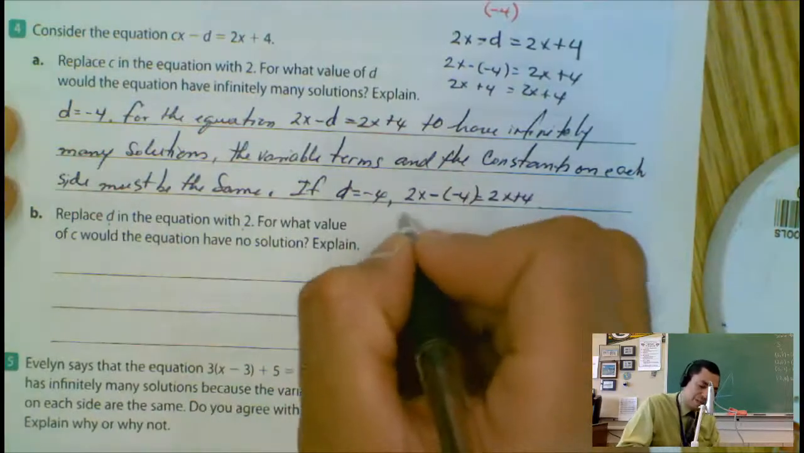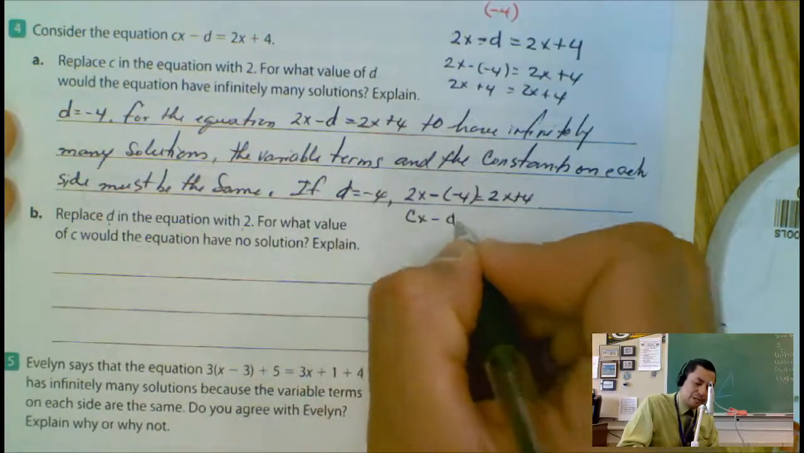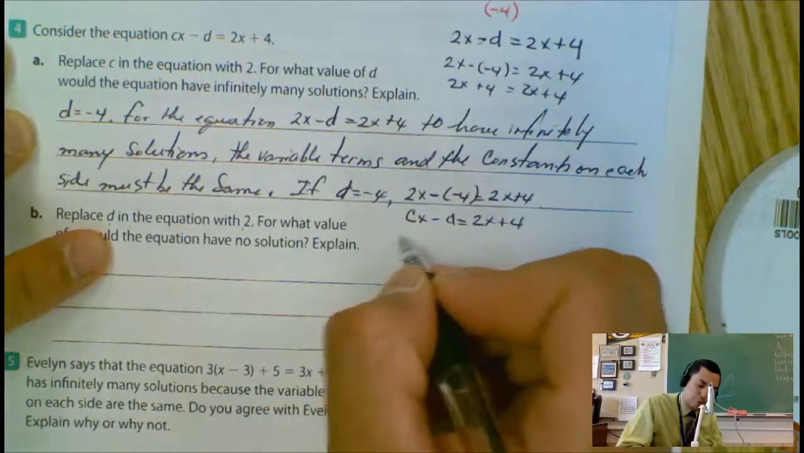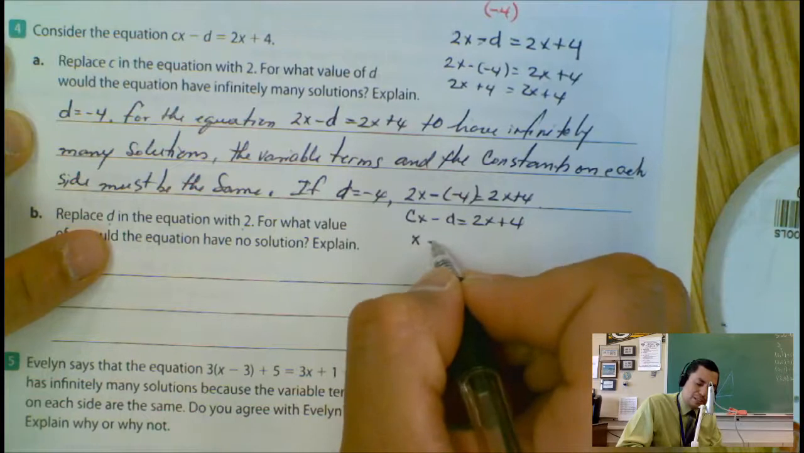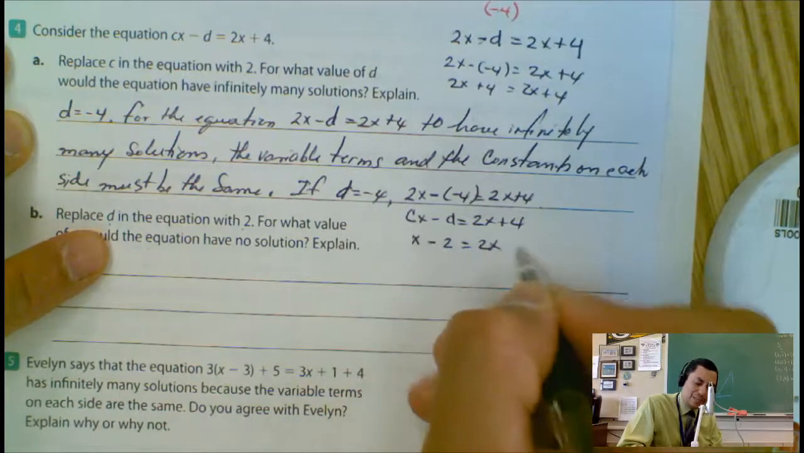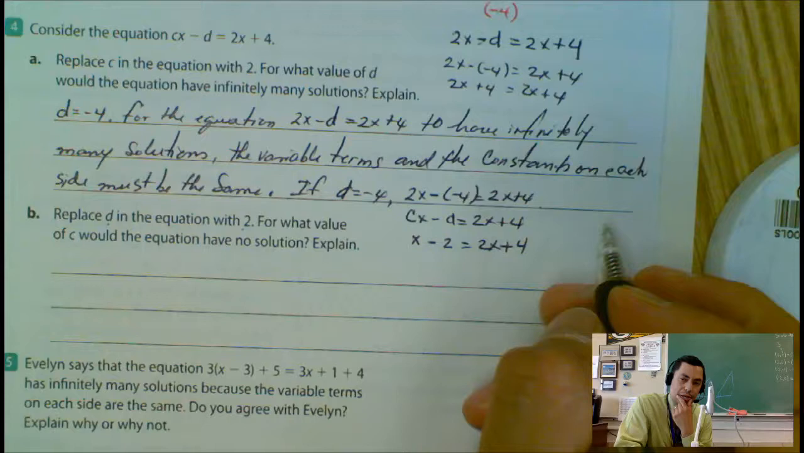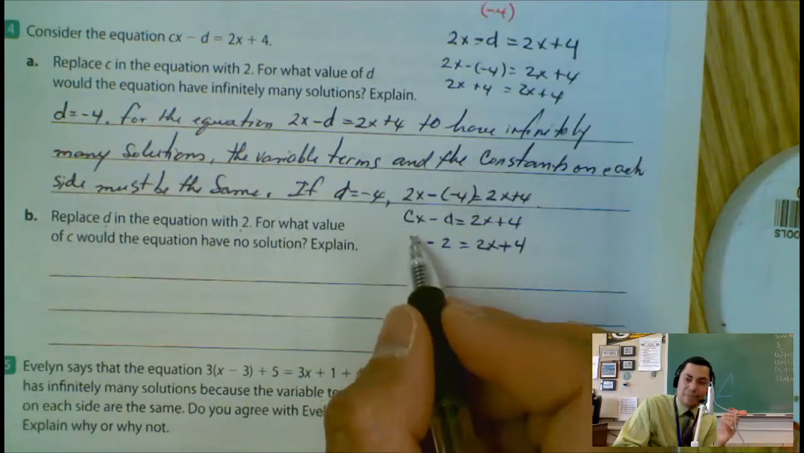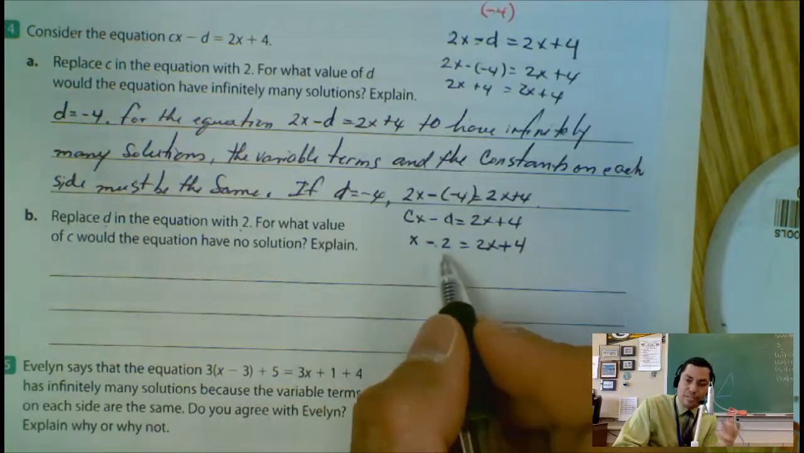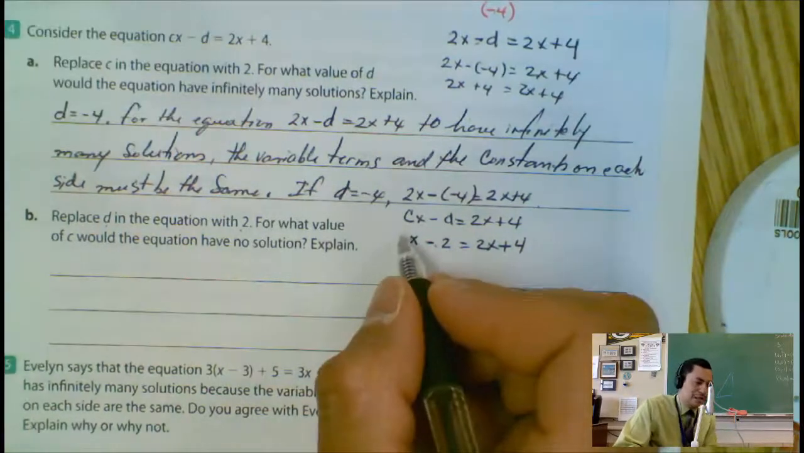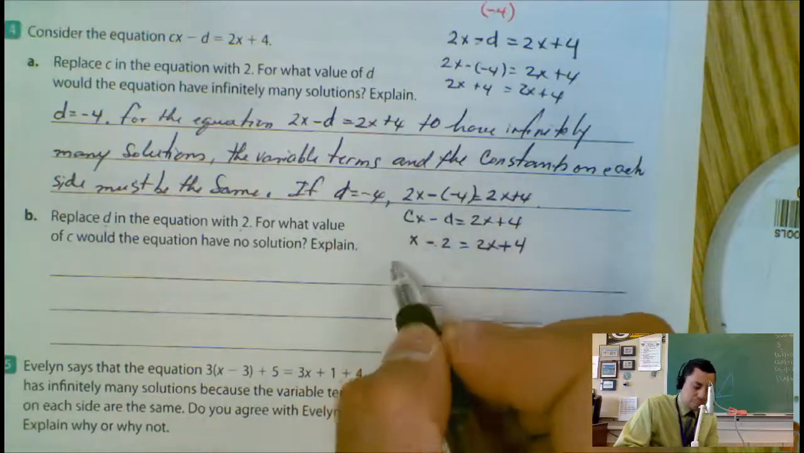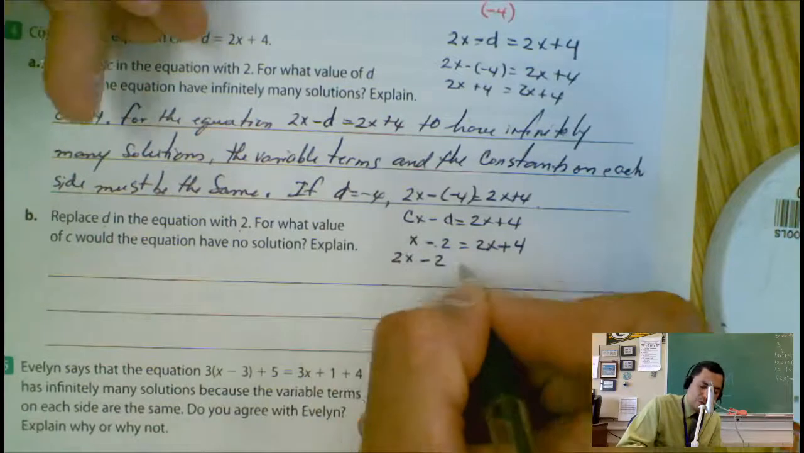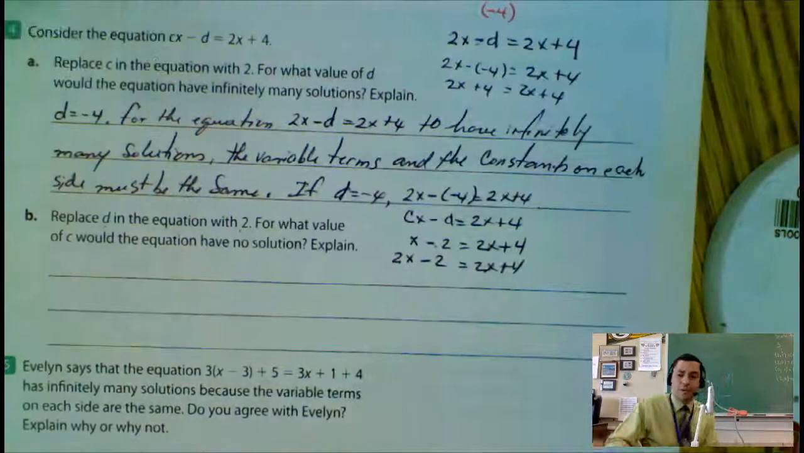Okay, so let's write this one. So I have cx minus d equals 2x plus 4. They are asking me to replace d with 2. So cx minus 2 equals 2x plus 4. Remember, the coefficients have to be the same, and the y-intercept needs to be different. So in this case, I'm going to say for b is 2. If you put 2x minus 2 equals 2x plus 4, you're going to get no solution.